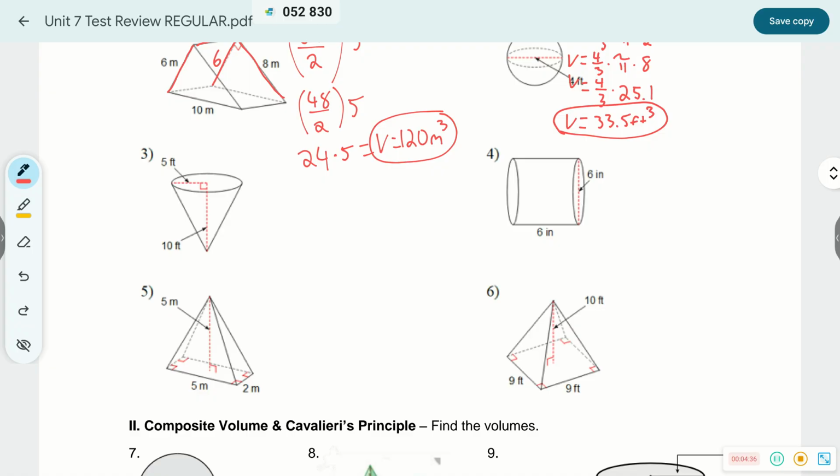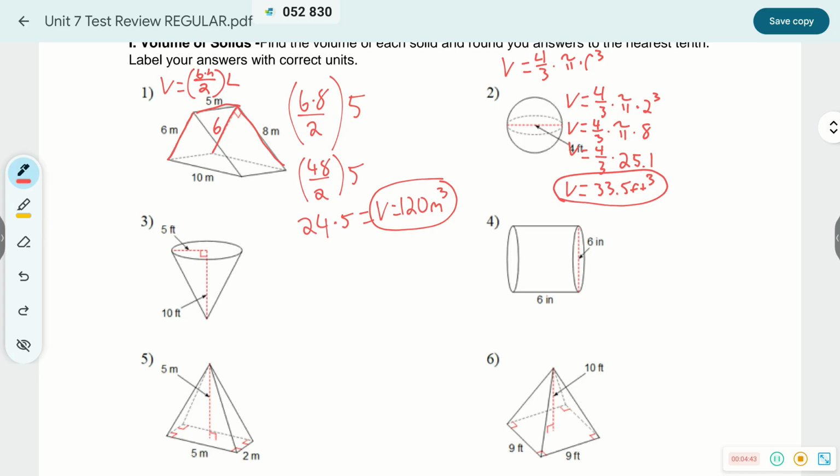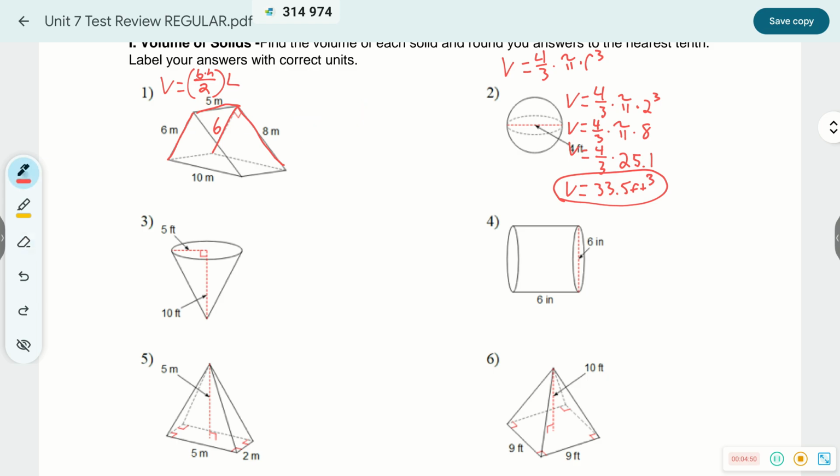Now we got number 3. We have a cone. What is the volume for a cone? Does everybody have number 1 already? You could pause it to do that, right? All right, volume of a cone is 1/3 times height times pi times radius squared. Now we just plug in the information we have been given.